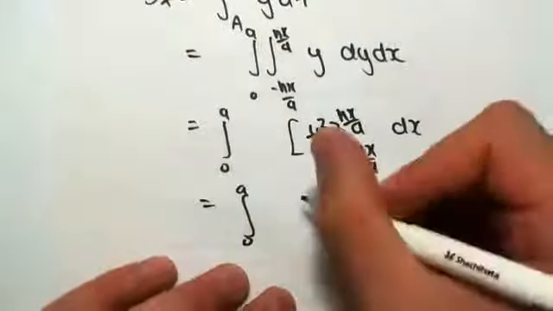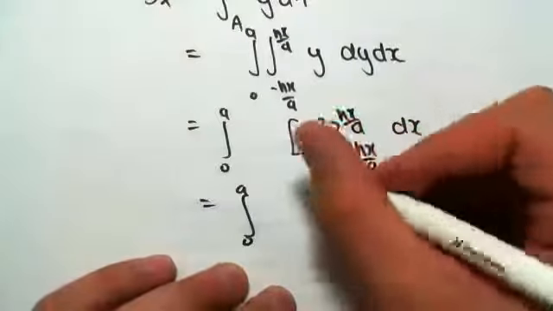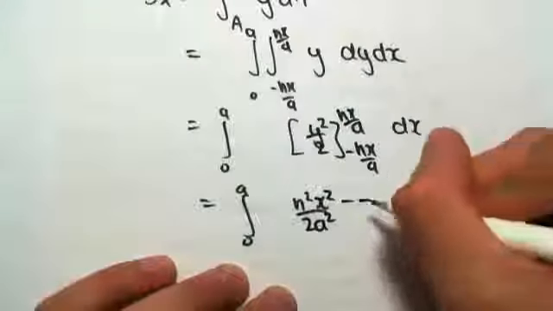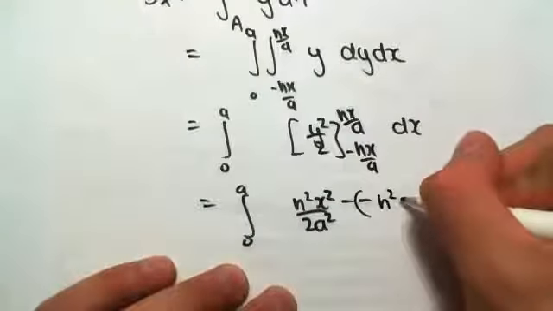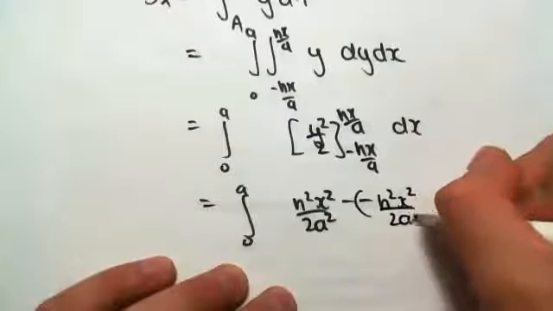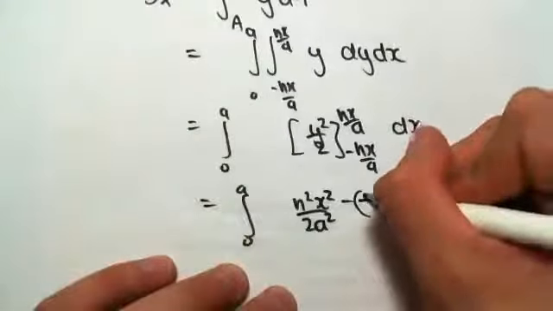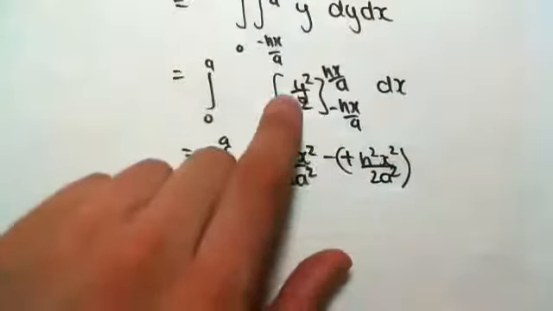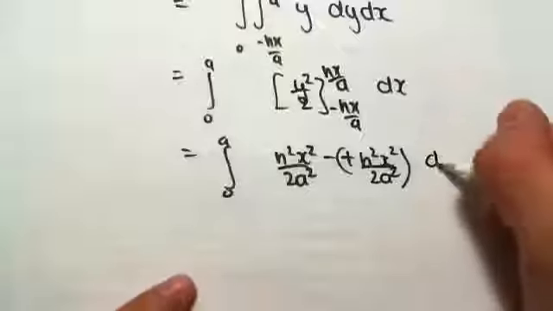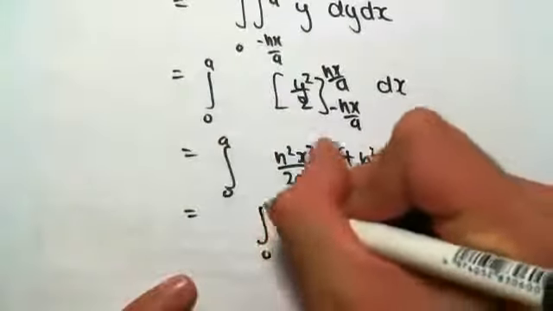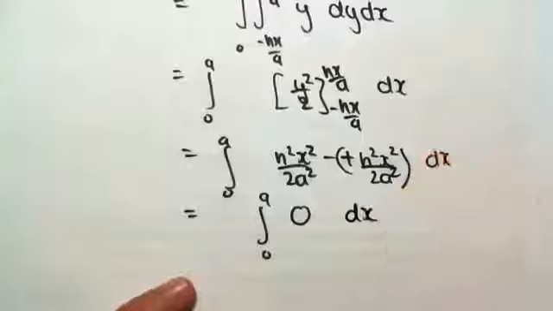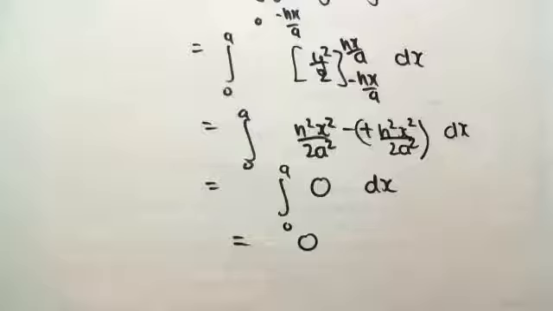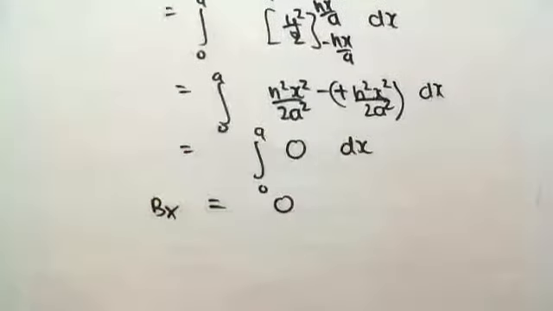Substituting this in, you would have h squared x squared on 2a squared, minus minus h squared x squared on 2a squared. That minus would be squared, so it would turn to a positive, because the square's on the inside of the minus. So if you were to work this out, you would get the integral from 0 to a of 0 dx, which is just 0. If you have a 0 there, it's going to be 0. So we found that our bx, our first moment of area, is 0.